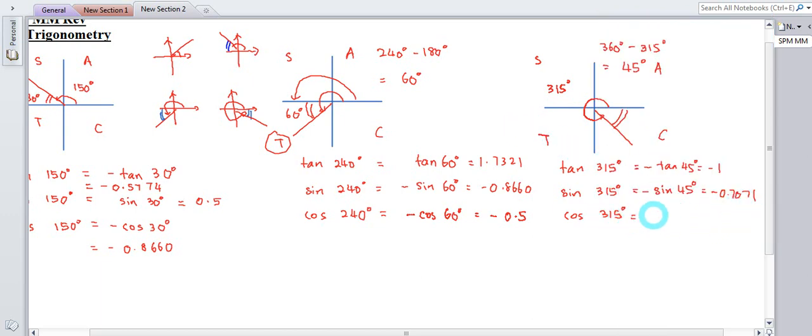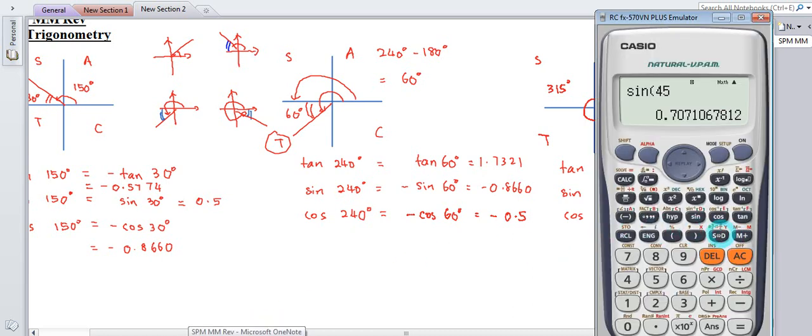So cosine. Okay, cosine is positive. You don't have to add any negative here. Cosine 45 degrees. Press the calculator. You'll still get the same thing, 0.7071. Cosine 45.